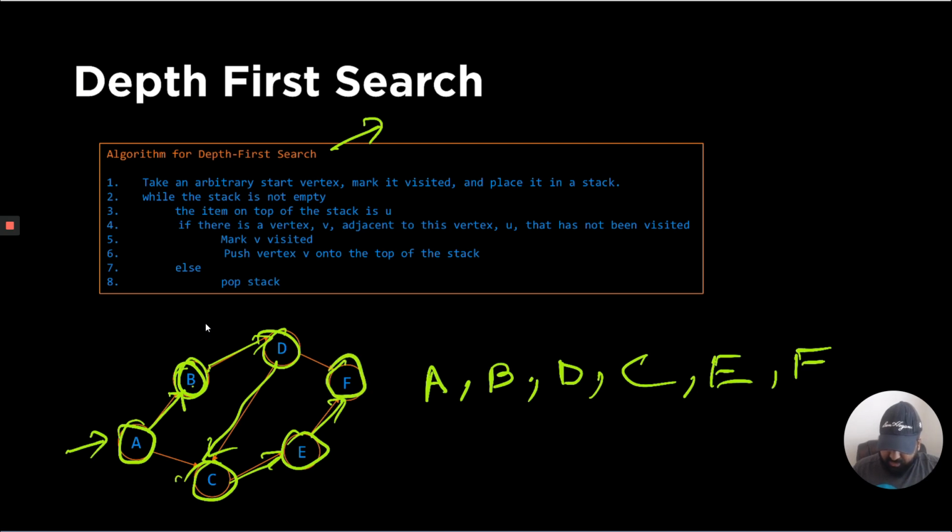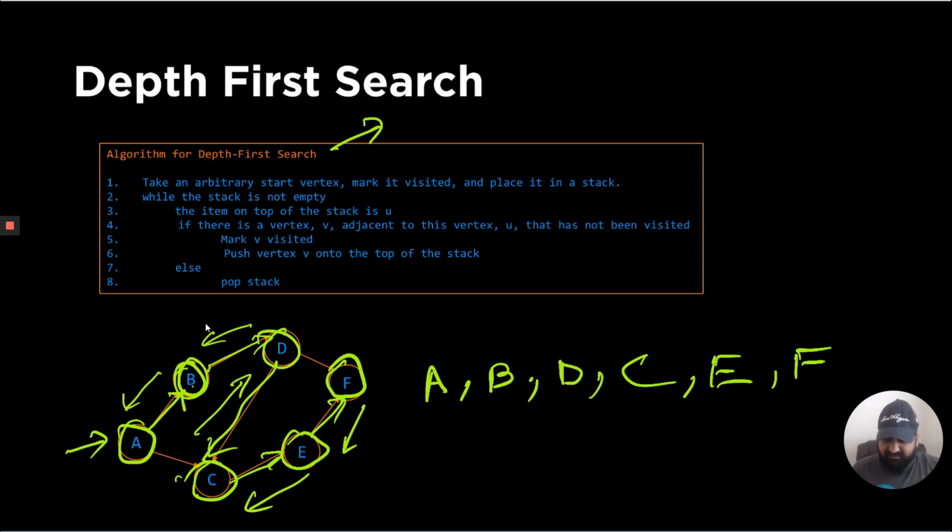Finally, it's going to traverse back up. F doesn't have children, so it will go back up. Now E doesn't have any more children, so it will go back up. C doesn't have any children, so it will go back up. D doesn't have any more children, so it will go back up. B still has one more child, C. So it's going to see whether C has already been visited or not. Since C is already visited, nothing will happen.